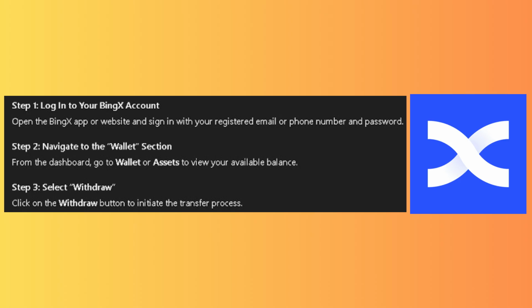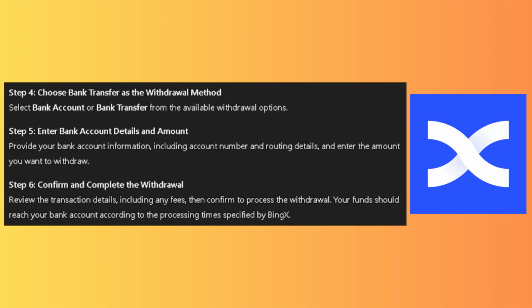Select the withdrawal. Click on the withdrawal button to initiate the transfer process. Choose your bank transfer and withdrawal method. Select bank account or bank transfer from the available withdrawal options. Enter bank account details and amount. Provide your bank account information. Include account number, routing details and enter the amount you wish to withdraw.